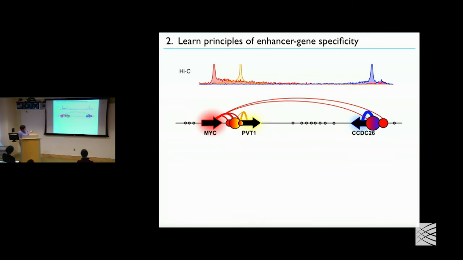2 or 3 of them regulate PBT1, and only 1 of them regulates this gene here. So effectively, what's happening here is that this enhancer is appearing to skip over CCDC26 and PBT1 to regulate MIC. And this is a phenomenon that has been observed in other loci and has been used as evidence that there must be some biochemical compatibility between specific enhancers and promoters in order for this enhancer to skip over several genes to regulate a more distal one.